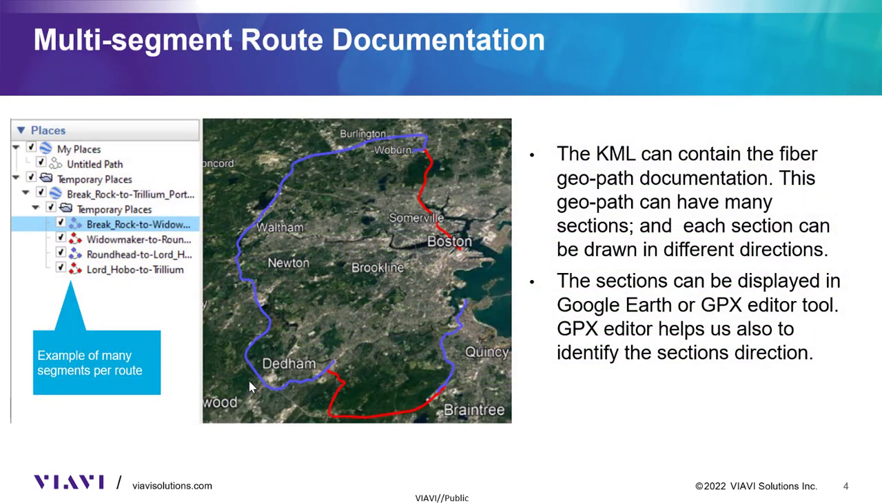Here's an example of a route that has many segments. If this is too many segments to handle, most GIS folks know how to pull a KML out of a KMZ so it is just one segment or a few segments.